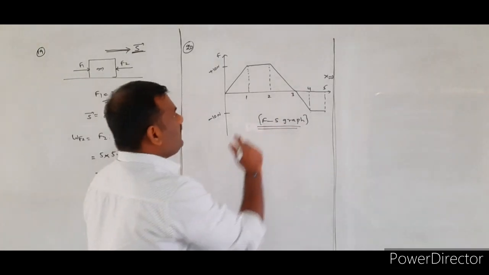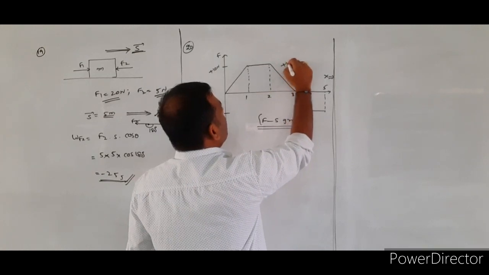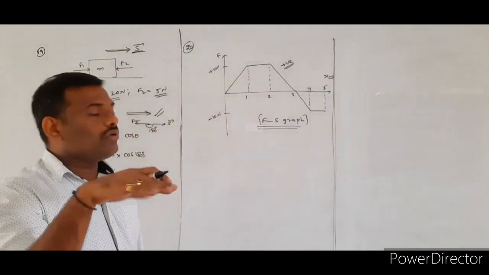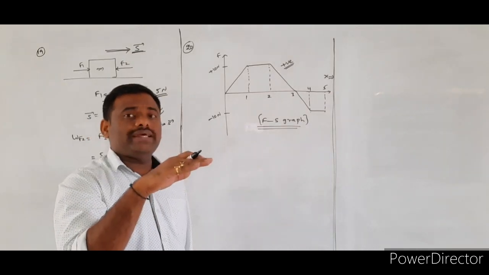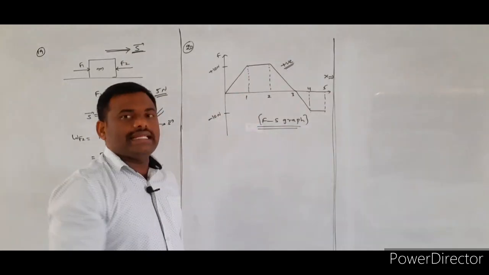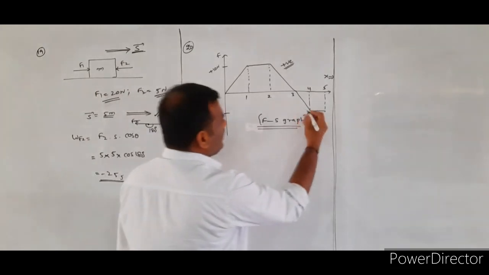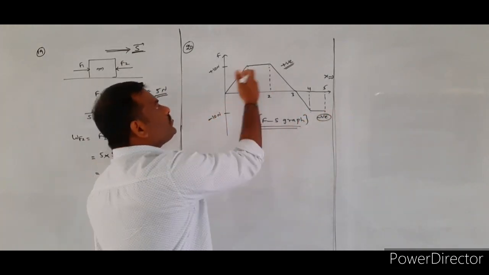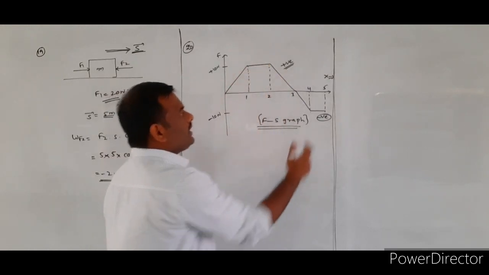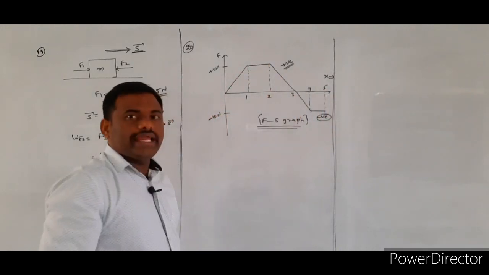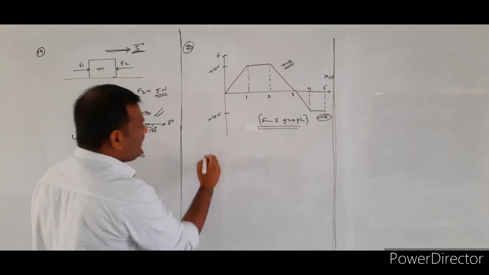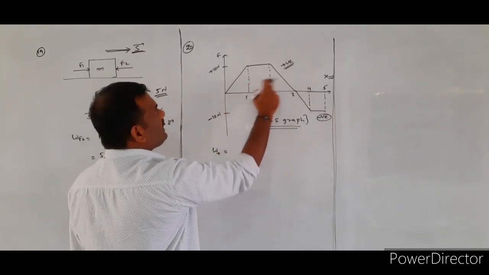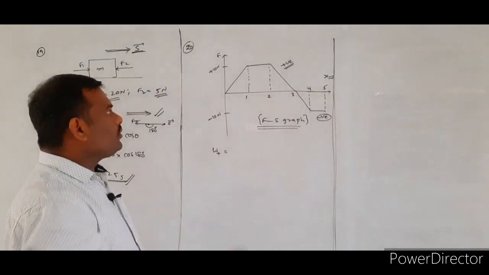Already we told in the previous classes, the area bounded by the graph above the x-axis will be taken as positive, and the area below the x-axis will be taken as negative. So this total area will give the positive work done, and this total area will give the negative work done. First we will calculate the positive work done. Here 3 different areas are there.